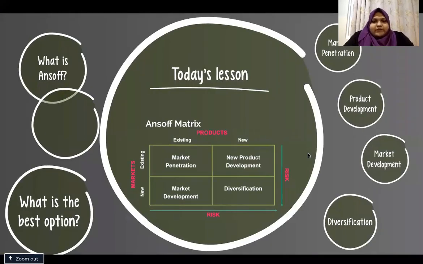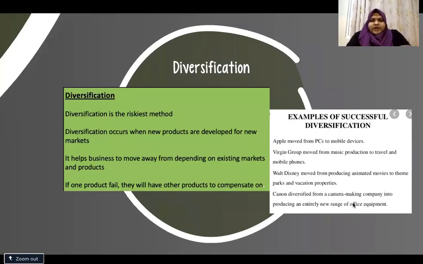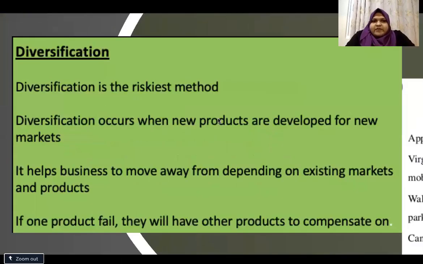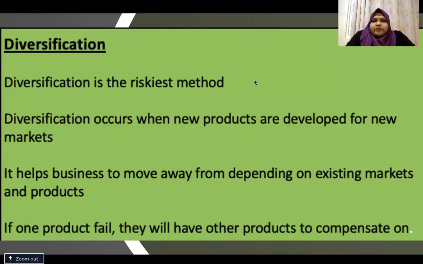Now we are left with the last strategy, which is diversification. Diversification is, like I said, the riskiest method. Diversification occurs when new products are developed for new markets. It helps businesses to move away from depending on existing markets and products. The advantage of this method is that if one product fails, they will have other products to compensate. So, if one product fails, they still have the other products.